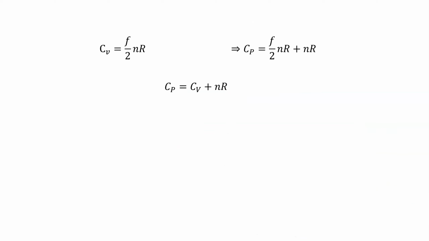Okay, so just as a quick summary, the specific heat at constant volume goes like F over 2 times NR. The specific heat at constant pressure goes like F over 2 NR plus another NR. This is the big equation that everyone likes to put in the textbook.